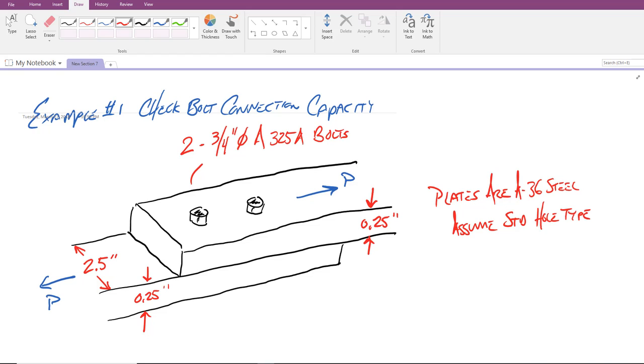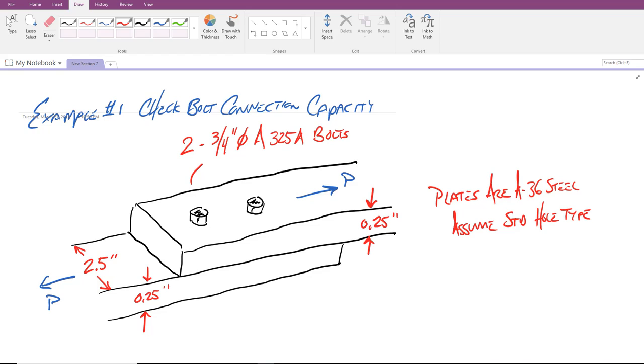This video is the first example for doing a bolted steel connection. I've got two plates here. The upper plate and the lower plate are both 1/4 of an inch thick, and both plates are 2.5 inches wide, as shown in the diagram here. These two plates are connected together by two A325 A bolts that are 3/4 inches in diameter. Both of the plates are A36 steel, and we're going to assume that the hole types are just standard holes that these are going through.